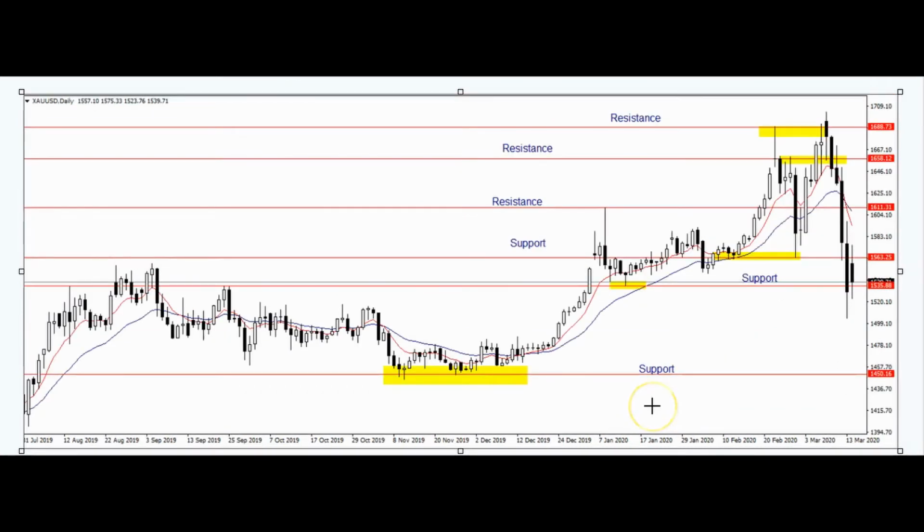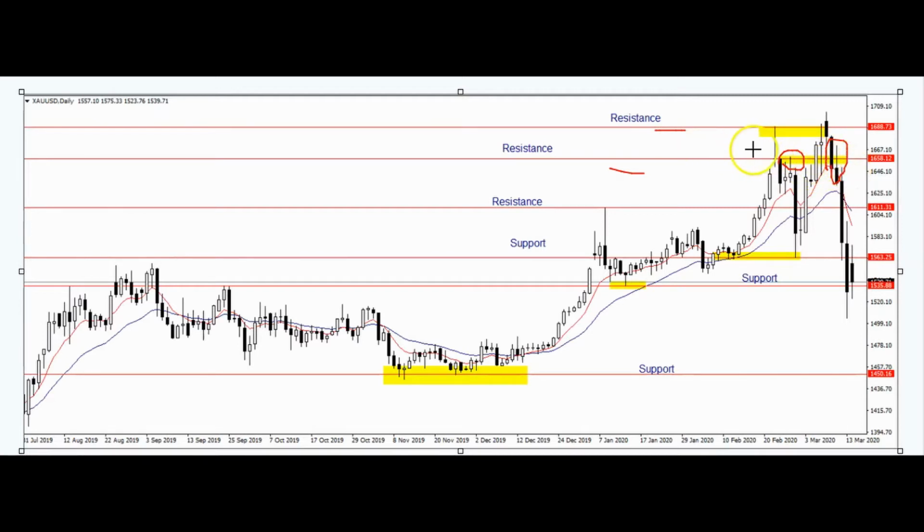Cheers. Here we have gold. The overall long-term bias on this pair remains bullish. We'll just go through the relevant areas first. We have previous resistance, the previous high of around the 1688, 1690 area. We have further resistance here around the 1658 through these pin candles here and this bearish pin bar here.